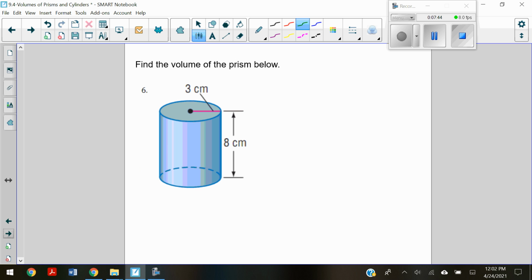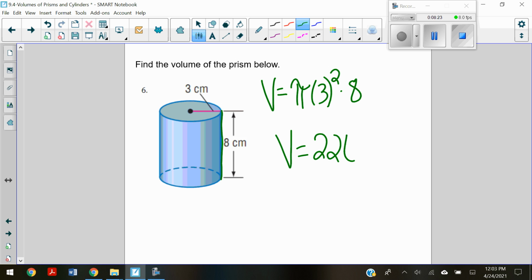Let's go to the next page, and you have a cylinder. So remember, cylinder volume formulas include pi r squared. So my base is pi times my radius of 3 squared times the height or the distance between the two bases, which is 8. And we can just type that straight into our calculator, and you don't really have to do much work for that one. And if you type that in, and remember, let's use the pi button on our calculator, we get 226.2 centimeters cubed.